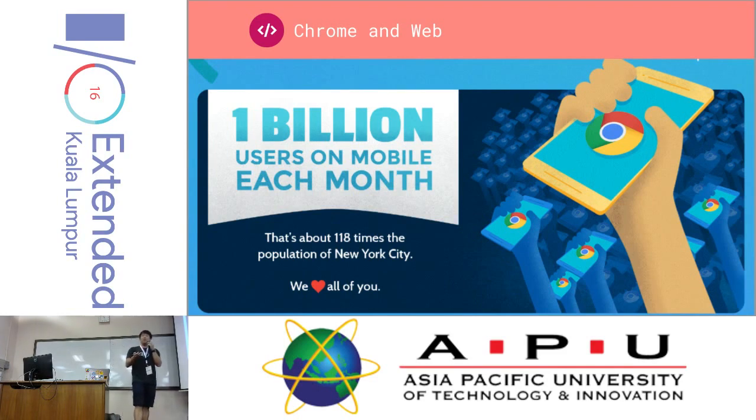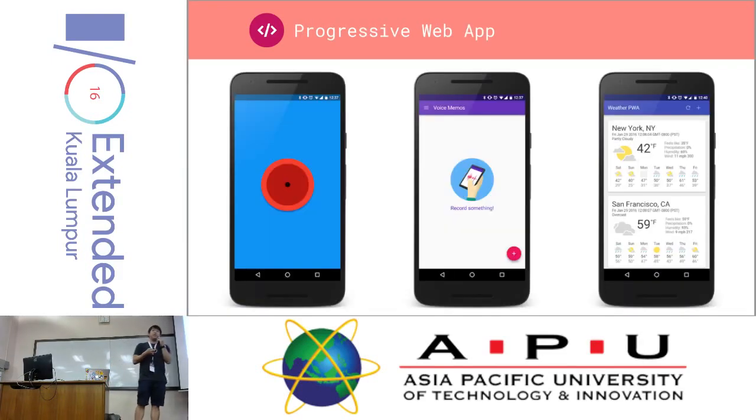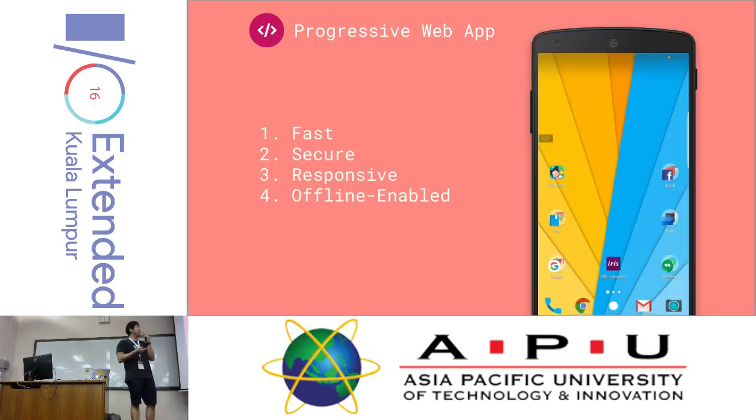When I started off, it was right in my bedroom. So, yeah, 1 billion users, that's like 118 times the population of New York City. So that's basically the reach the web has to offer. So we concentrate on the web, and then we think about what kind of technologies we can roll out. And that's where progressive web apps come into place. Progressive web apps are basically apps that are fast, secure, responsive, as well as offline enabled. It offers the kind of native app experience for your web app.